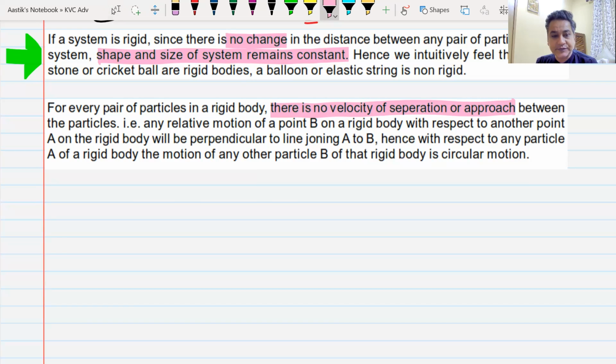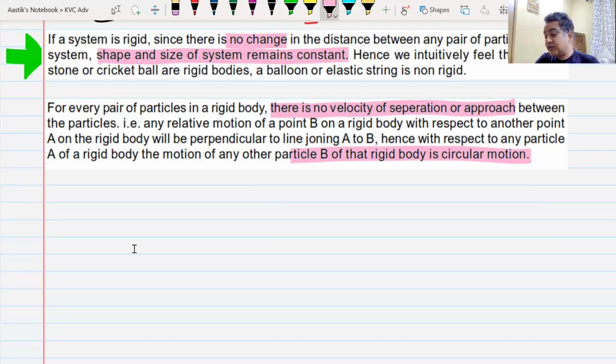That means the relative motion of any point A with respect to any point B, take any point on the rigid body and any other point on the rigid body, the relative motion is going to be a circular motion. Do we understand this, or has this gone above our head? It cannot be, because that is the main concept of a rigid body.